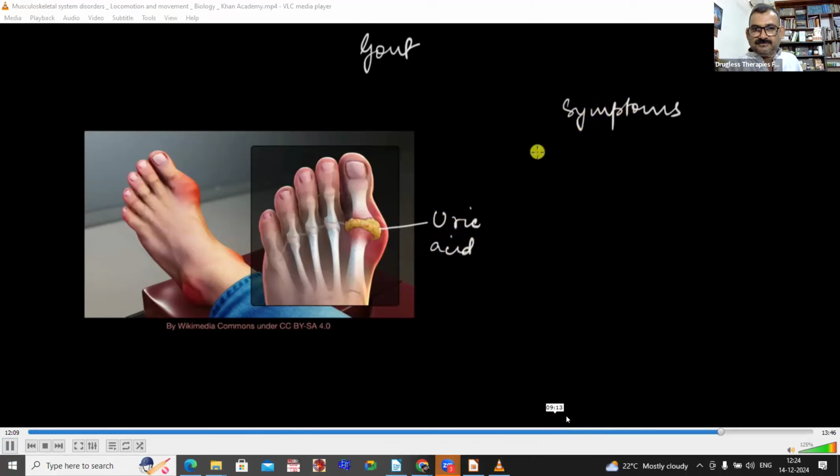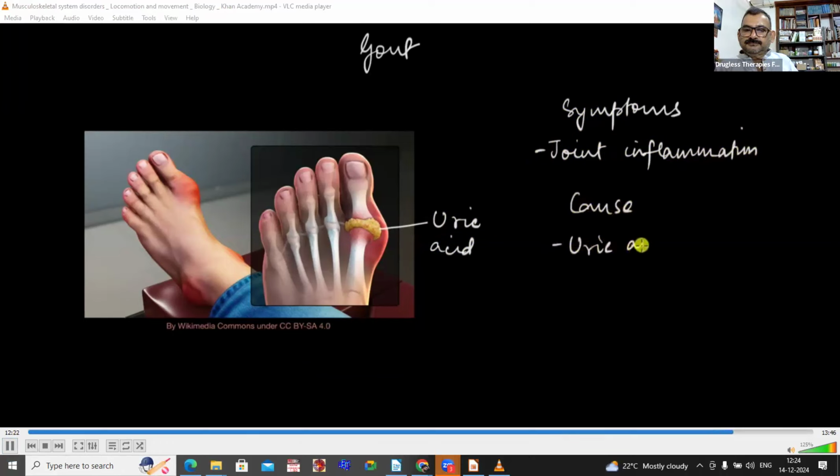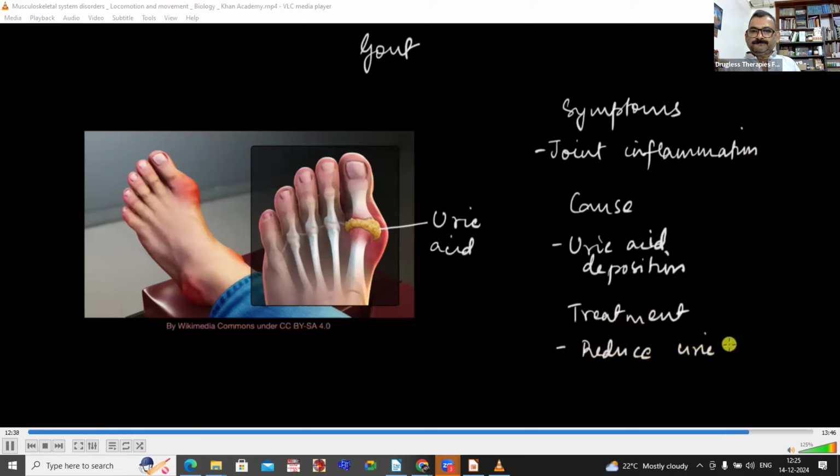So symptoms are joint inflammation, cause is uric acid deposition in the joints. How do you think gout can be treated? Medications which reduce uric acid levels in the blood, and anti-inflammatory drugs such as steroids.